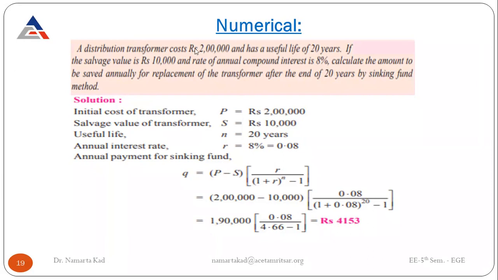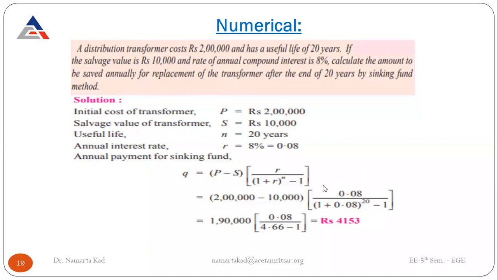So here P is 2 lakh, S is given 10,000, N is 20 years, that is the useful life, and the rate of interest is 8%, which you have to write in this form, 0.08. Now directly applying the formula (P minus S) multiplied by R divided by (1 plus R) raised to power N minus 1, just put down the values and solve it, and you get this answer. So this is how to apply the sinking fund method.